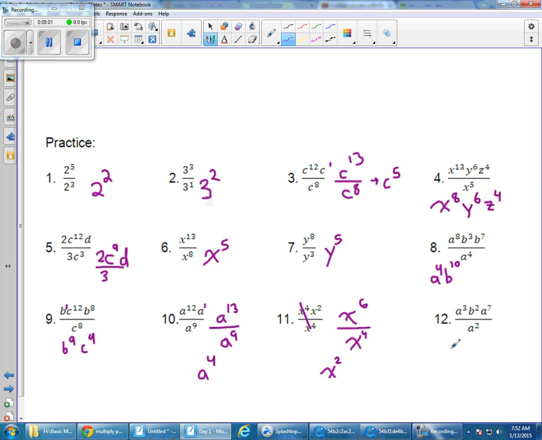Okay, I'm going to combine my a's on the top. That gets me a to the 10th b squared over a squared. Subtract my like bases. That gives me a to the 8th power b squared.